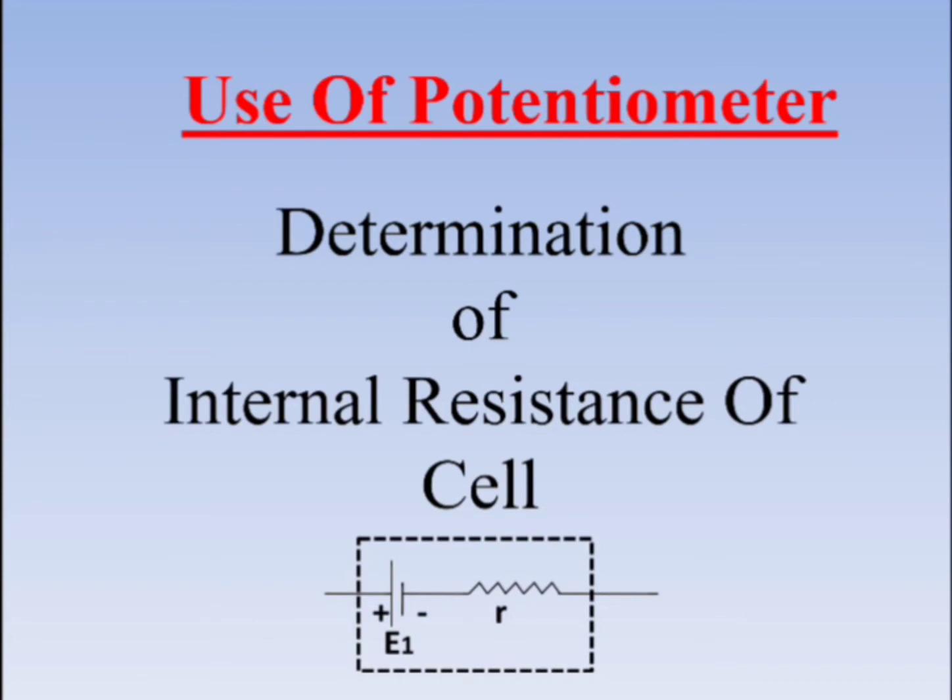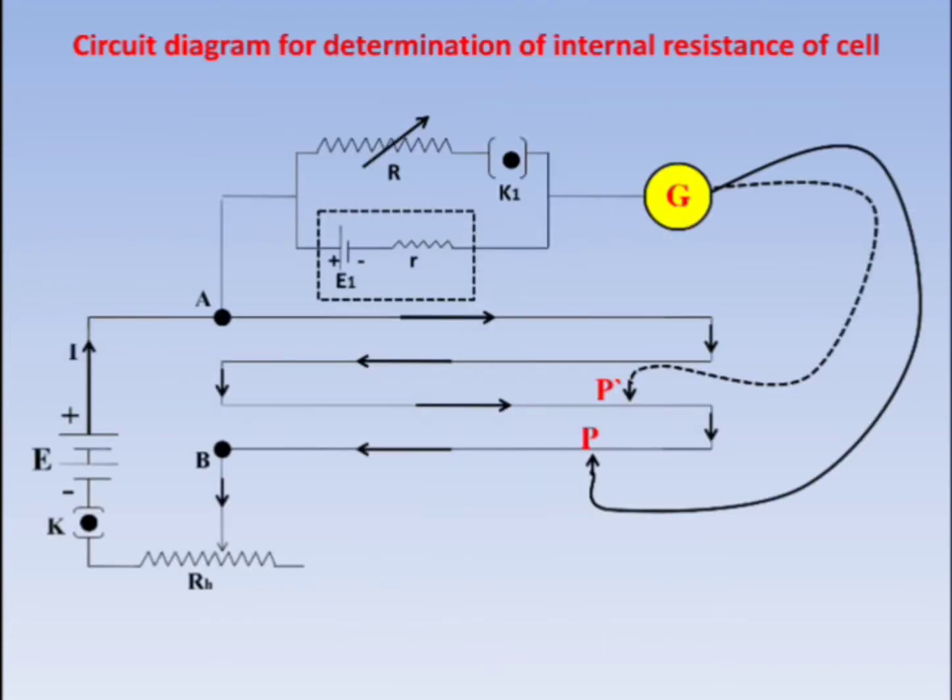In this video, we are going to discuss determination of internal resistance of a cell by using a potentiometer. This is the circuit diagram for determination of internal resistance of a cell. It consists of a long uniform potentiometer wire AB which is connected across the battery of EMF E through the plug key K, and a rheostat RH is connected in series.